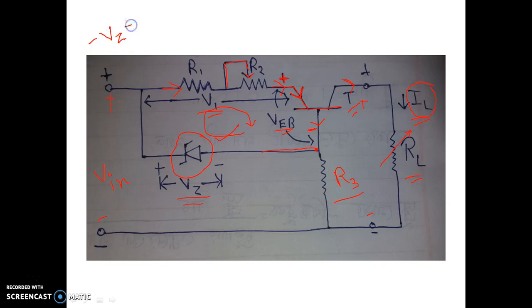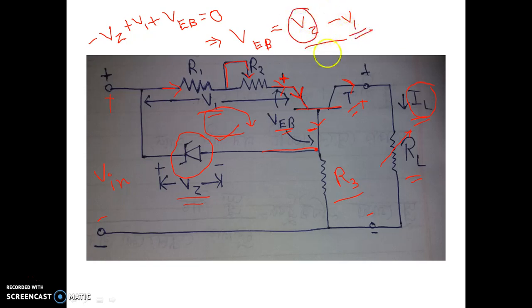minus VZ plus V1 plus VEB equal to 0. Clear? So obviously what we get is that VEB equals VZ minus V1, where VZ is a constant voltage and V1 is the voltage drop across the R1 and R2 combination.